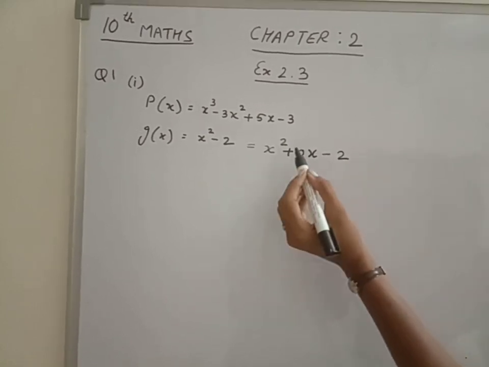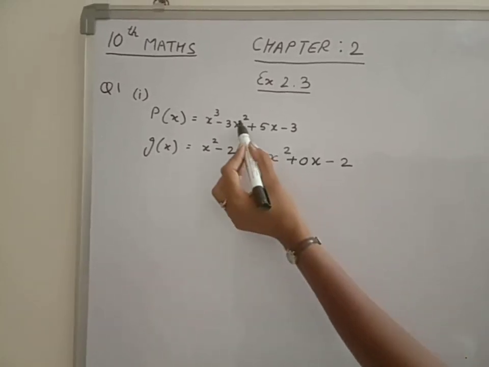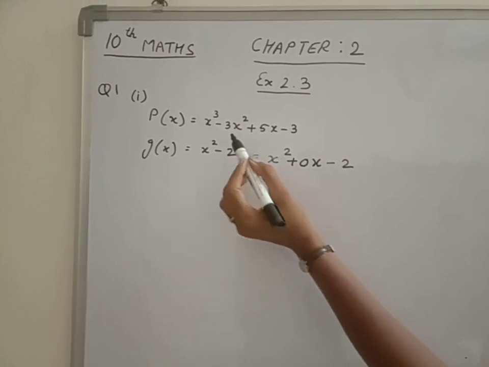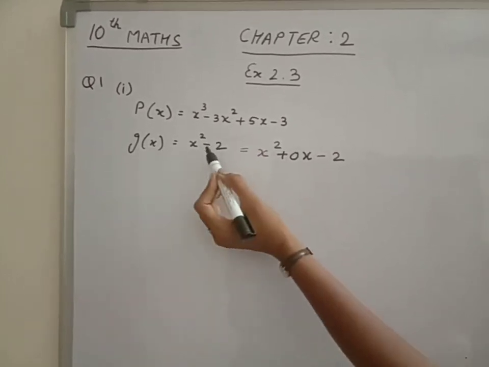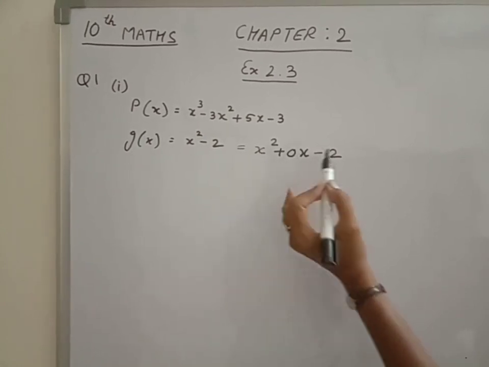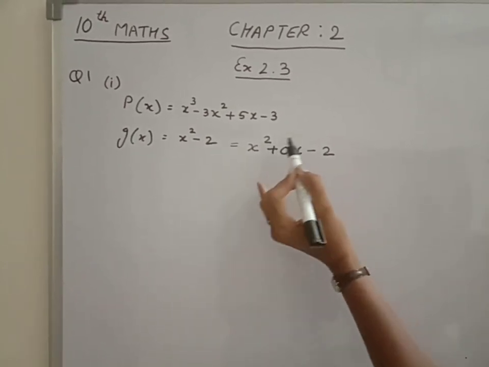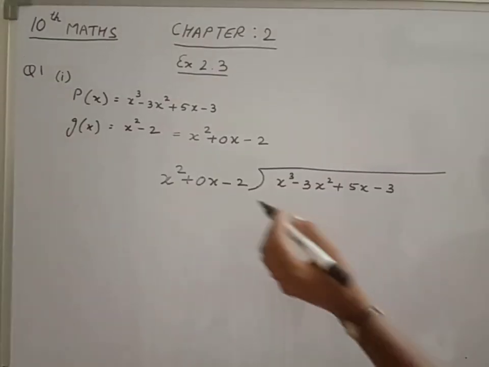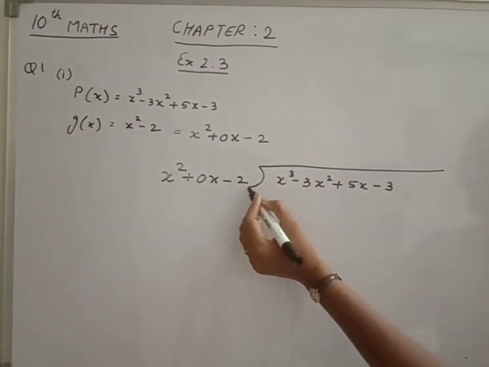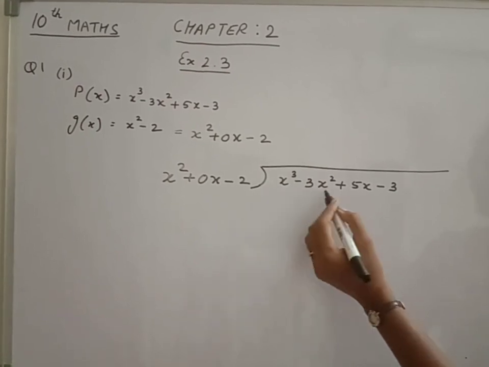So first of all, I will always convert p(x) and g(x) into standard form. p(x) is already in standard form, no need to make any correction. g(x) is not in standard form, so I will write it like this in standard or general form. Now I will start the division. I will write g(x) as the divisor and p(x) as the dividend.